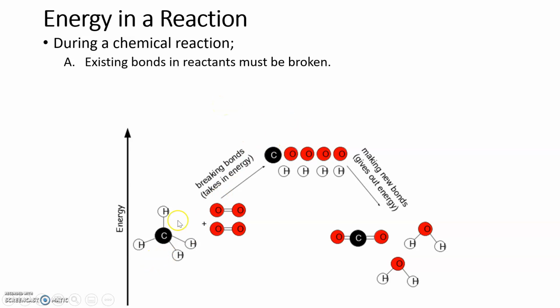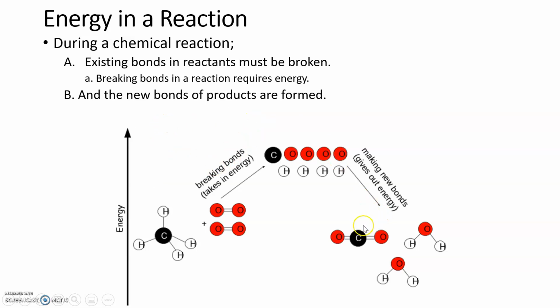One, the existing bonds in the reactant, so here are my reactants, the existing bonds must be broken. So we see that here. We've got the carbon by itself and all the oxygens by themselves and all the hydrogens by themselves. So these bonds were broken. And breaking those bonds requires energy. It takes energy to split those atoms apart.